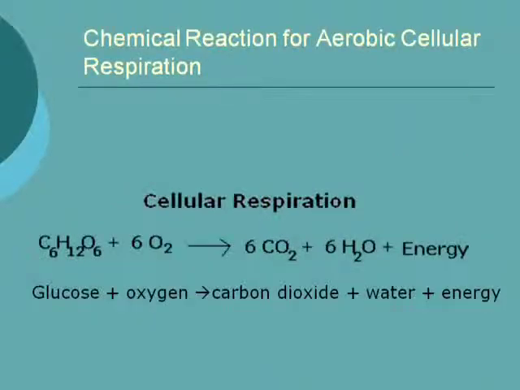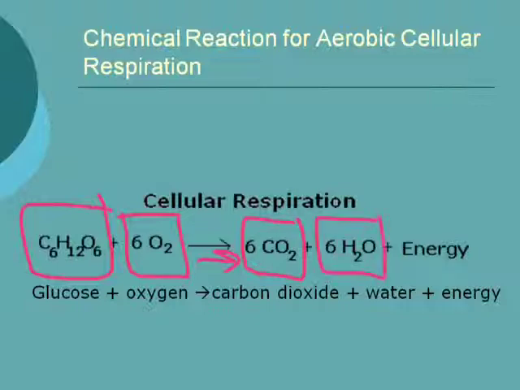This is the chemical reaction for aerobic cellular respiration. We start out with 1 piece of glucose, 6 molecules of oxygen. It's going to yield 6 molecules of carbon dioxide, 6 molecules of water, and of course energy. And there it's written out, and this is the balanced equation.